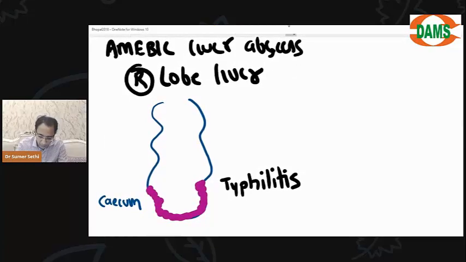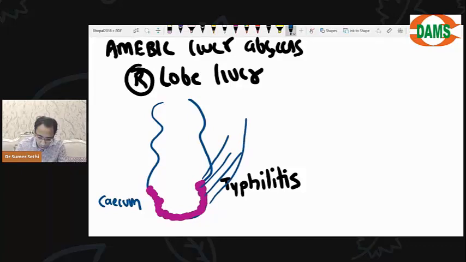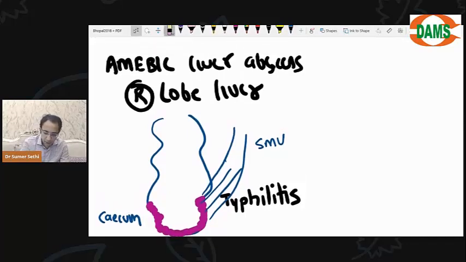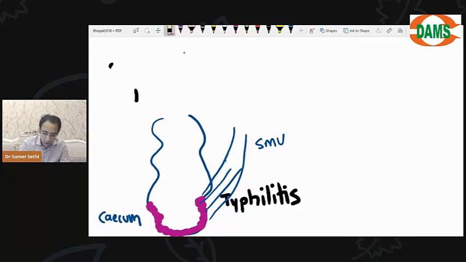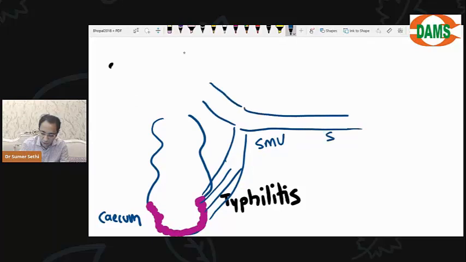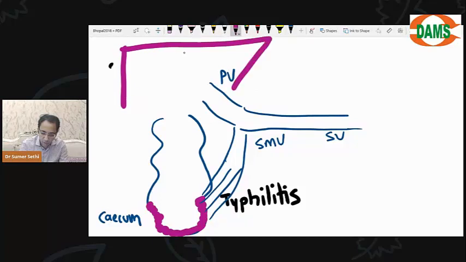Now what happens is the amoeba from the cecum can go into a vein called the superior mesenteric vein. This amoeba from the cecum can go into the superior mesenteric vein. The superior mesenteric vein joins a vein coming from the left here, which is the splenic vein, and it joins to form a large vein called the portal vein, and the portal vein is going to go into the liver.